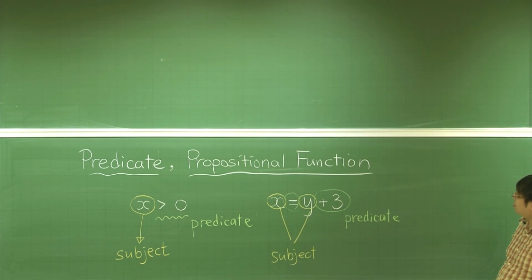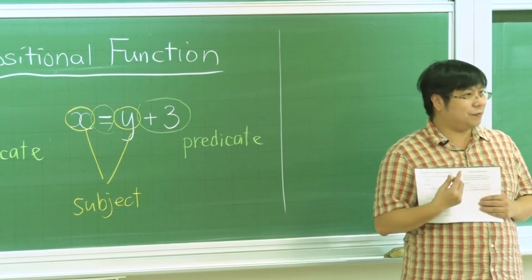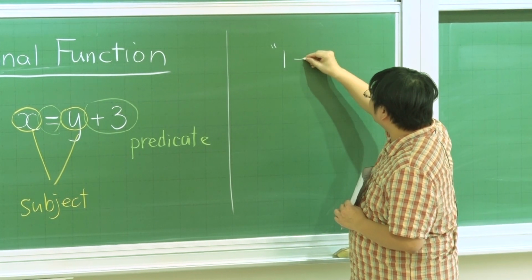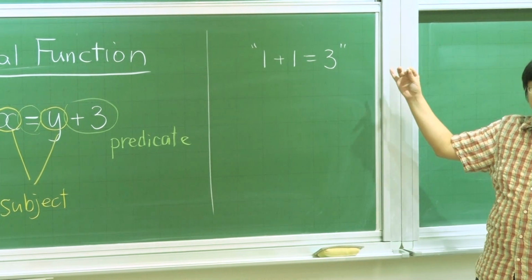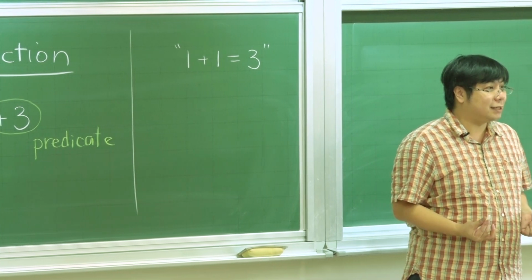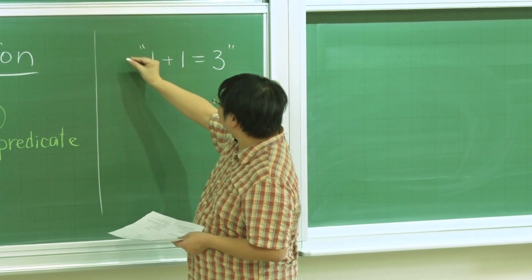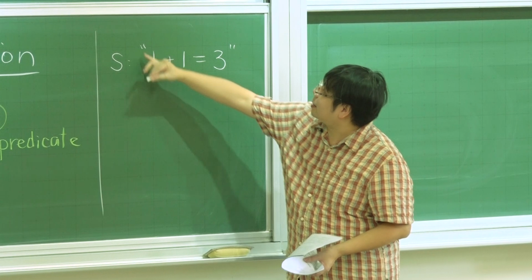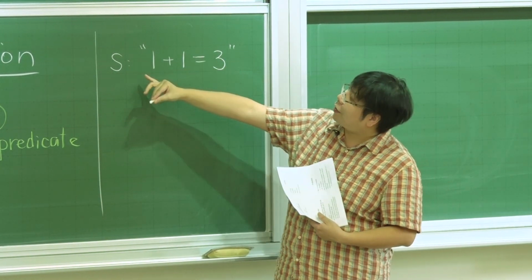Now, what's so special about this? If you still recall, for instance, I have a proposition: 1 plus 1 is equal to 3. This is a proposition, and it turns out that it is false. We can use a variable to represent it so that we can save some time writing. Maybe we call this proposition S. Whenever I say S, I'm saying this is the proposition that we are looking at, and the truth value of S is false.